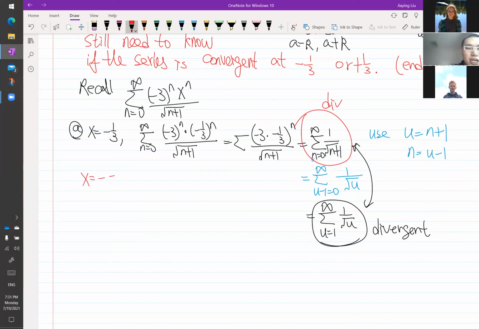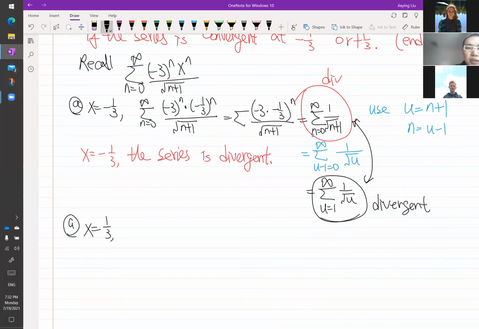At x equals -1/3, the series is divergent. That means we're not going to include -1/3. How about x equals 1/3? So the series becomes the sum from n equals 0 to infinity of -3 to the n times 1/3 to the n divided by square root of n plus 1.